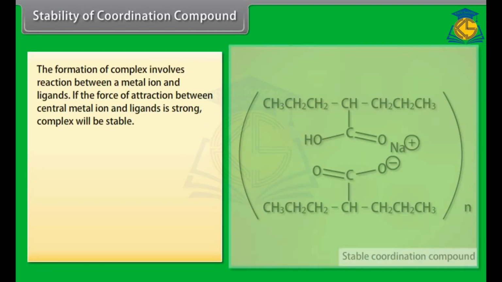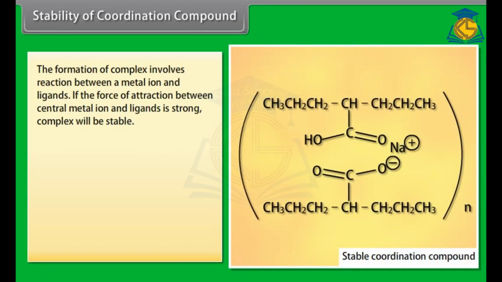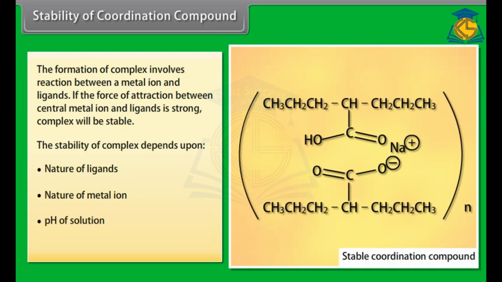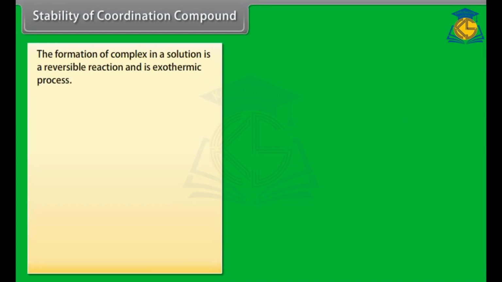Stability of coordination compound. The formation of complex involves reaction between a metal ion and ligands. If the force of attraction between central metal ion and ligands is strong, complex will be stable. The stability of complex depends upon nature of ligands, nature of metal ion, pH of solution, and temperature. The formation of complex in a solution is a reversible reaction and is exothermic process.